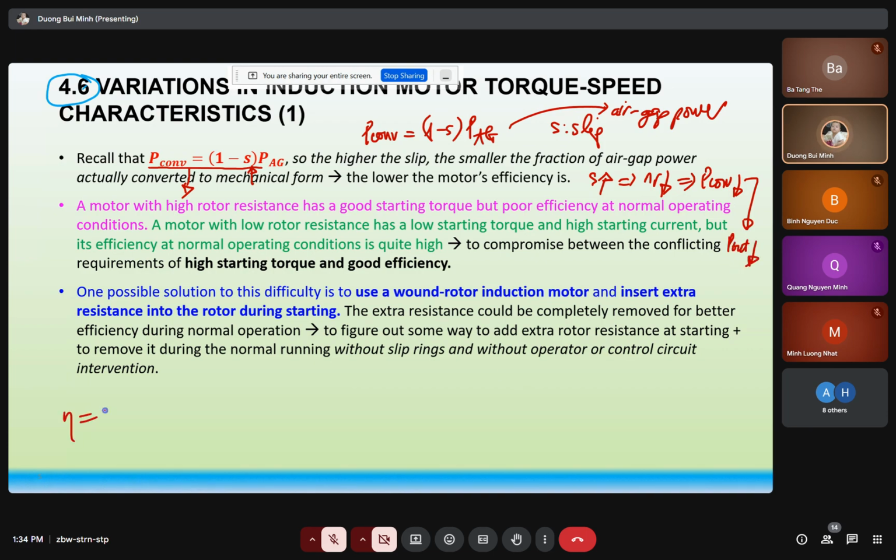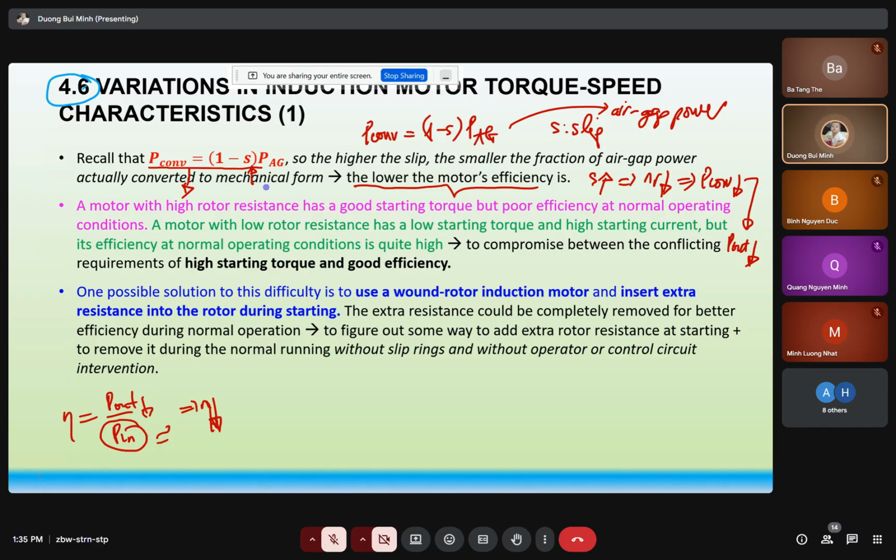And then we have efficiency. Efficiency is output power over input power. Normally the input power is constant. So if output power is lower and this is constant, we get efficiency is lower. So that is the reason we think of different ways to improve the efficiency, to get better efficiency.